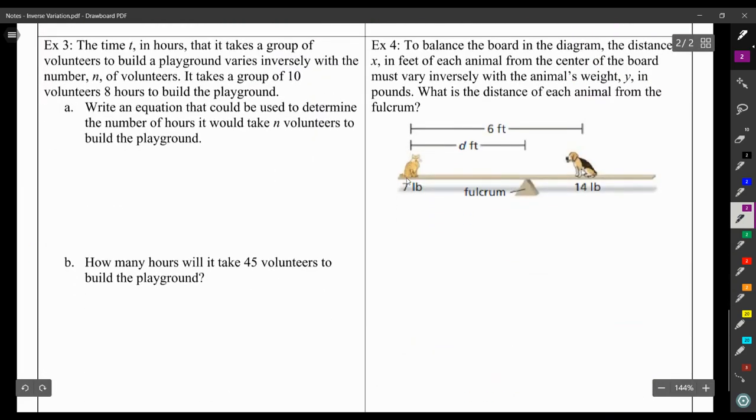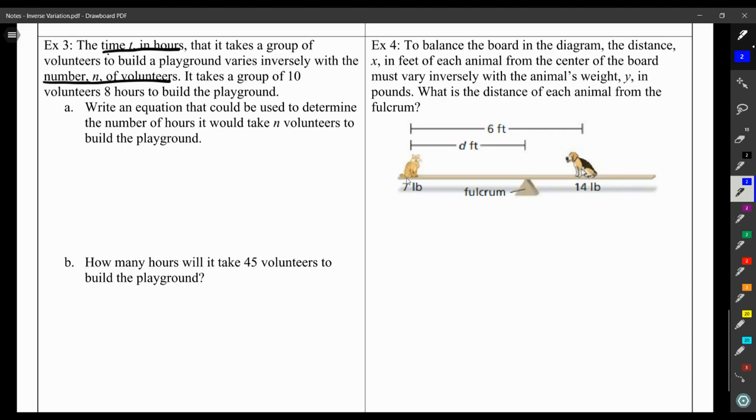like 3 and 4. So for number 3, the time t in hours that it takes a group of volunteers to build a playground varies inversely with the number n of volunteers. It takes a group of 10 volunteers 8 hours to build the playground. Anytime you have a real-world situation, defining your variables is key. What is the x and what is the y? Which one is x and y depends on how the problem is written.